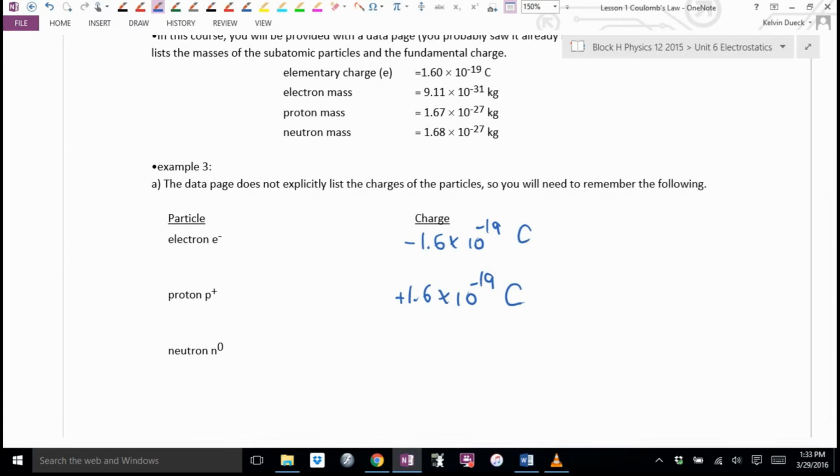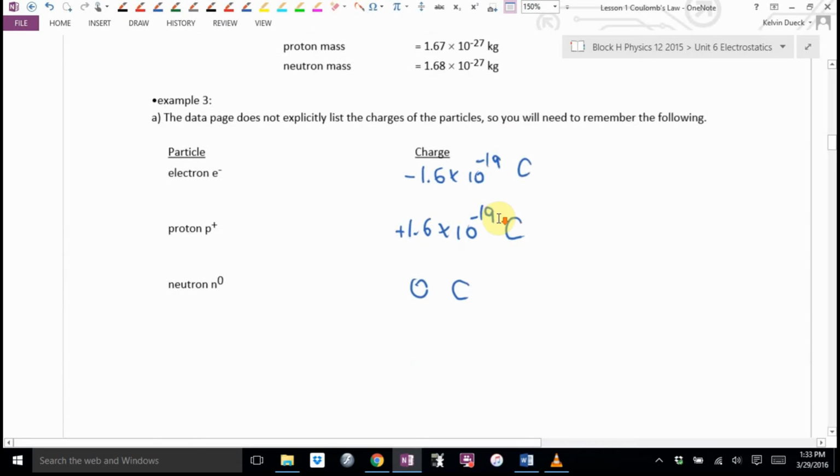The symbol for a neutron is n0. What's the charge on a neutron? Zero coulombs. Okay.